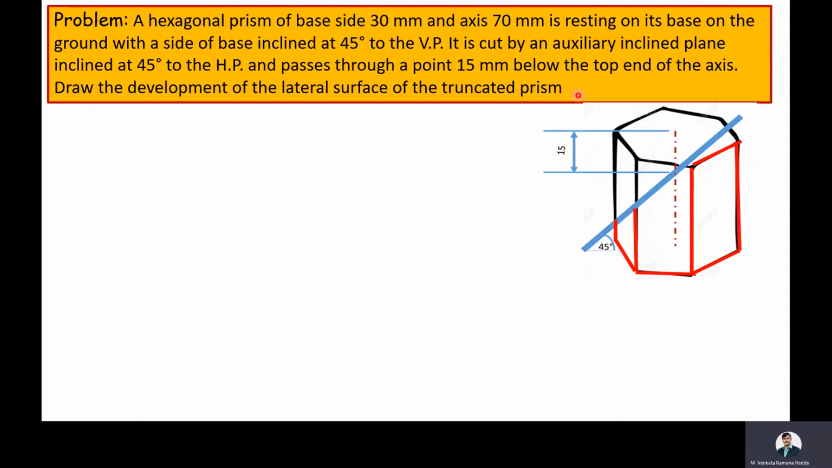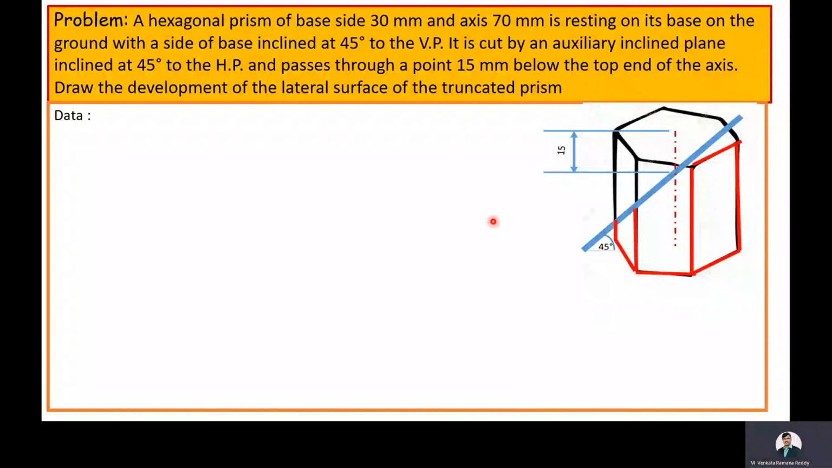Now we will extract the data. It is the hexagonal prism and it is resting on its base on HP and axis parallel to VP, and one of its base side is making an angle 45 degrees to the VP. The hexagonal prism is cut by an auxiliary inclined plane which is making an angle 45 degrees to the HP and passes through the axis at a distance 15 mm from the top end of the axis.